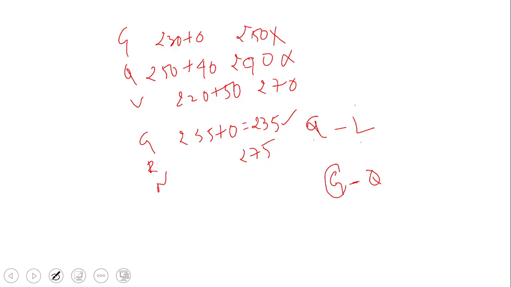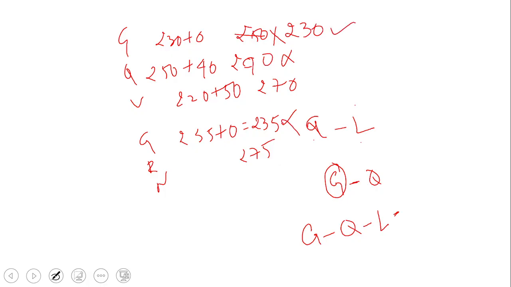So goal node is completed. So G, Q, L, Q. Only this value, no? Wait, this is not 250. This is 230. So we have to consider this value only.